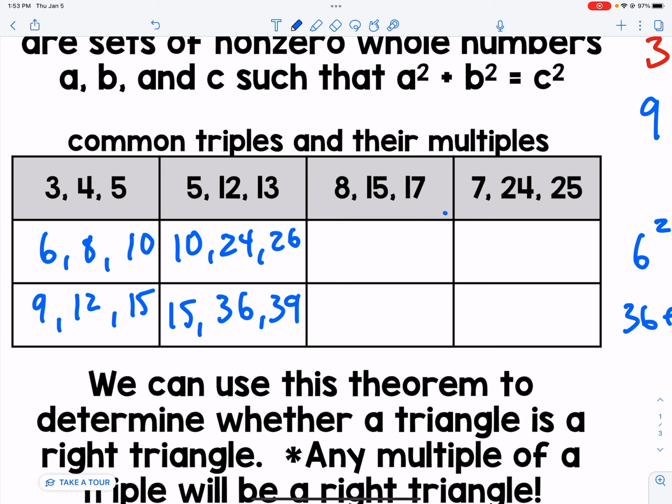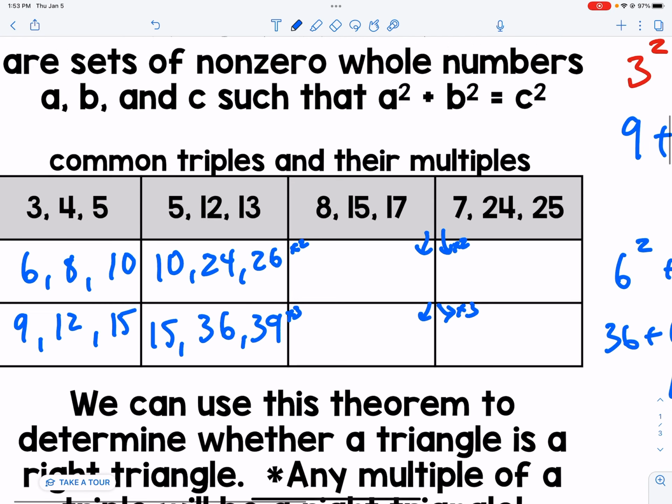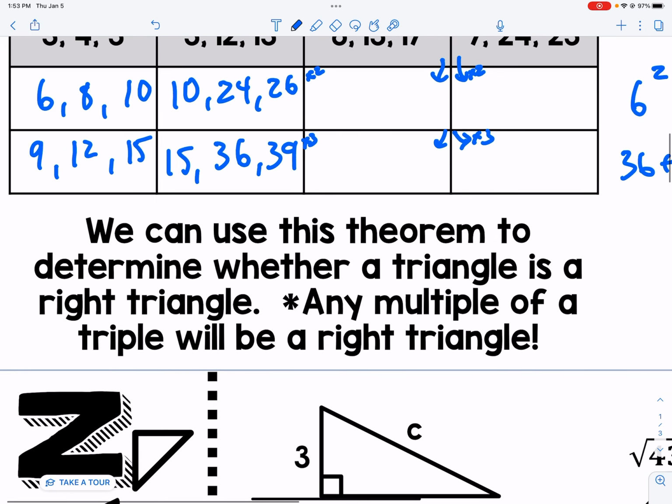Go ahead and fill out these next two ones. Fill out their next multiples. This one would probably be times 2, times 3, times 2, times 3. Go ahead and fill it out and check your answer with the ones in the front.